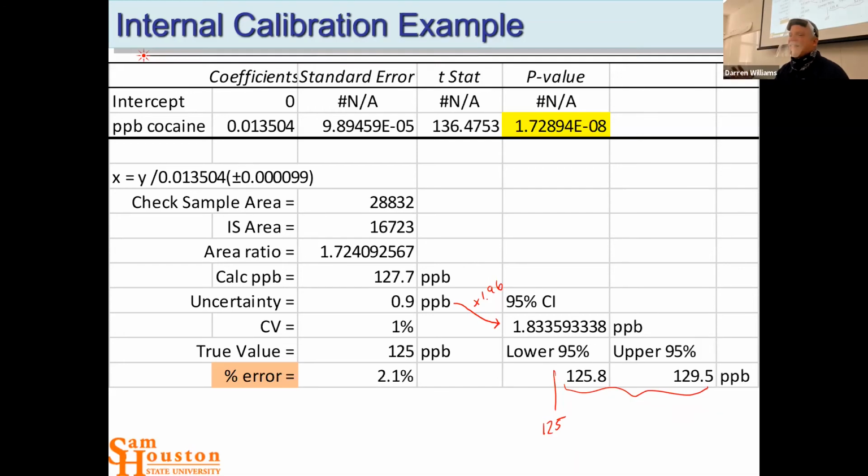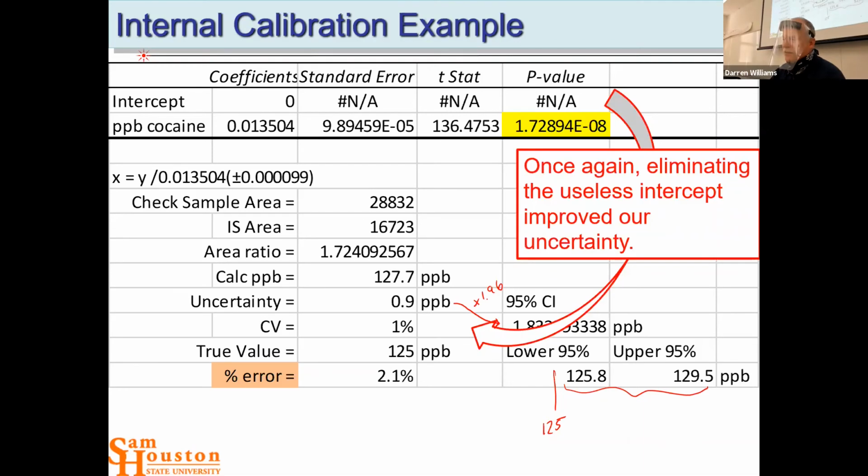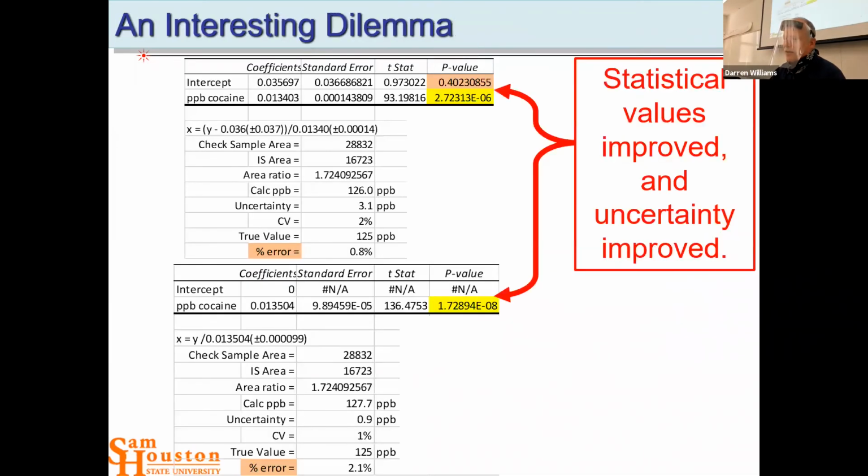So this is uncomfortable, right? We changed things to make them more statistically defensible, and now our check sample is biased high by 2%. And our precision is such that that's significant bias. It's putting our check sample, our 125, outside our confidence limit. So this is uncomfortable, okay? So let's wrestle with this. We've got a dilemma.